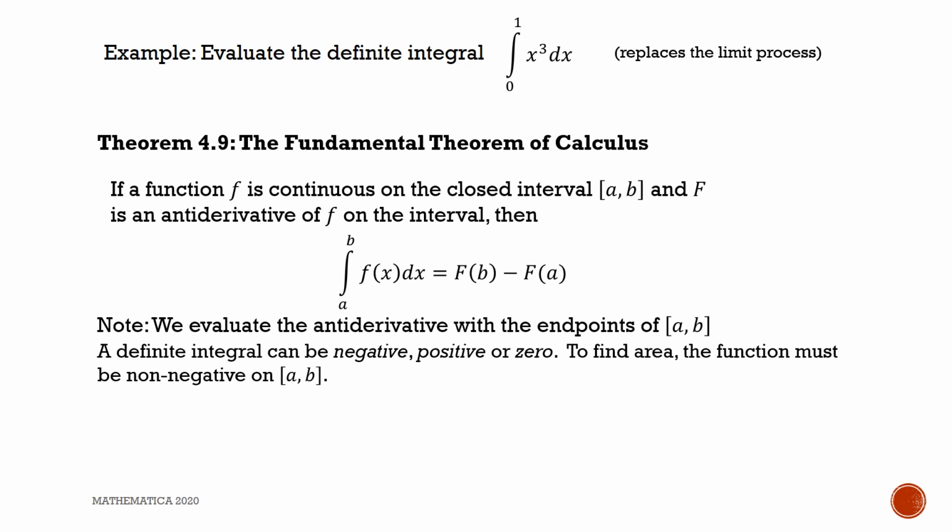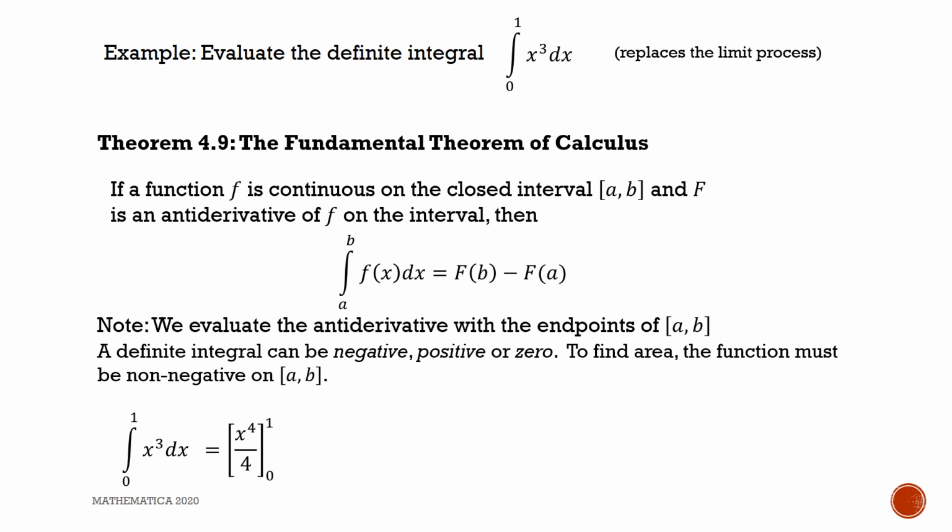So let's take a look at this example from the one above. We have the definite integral of x cubed between 0 and 1. Let's forget there's the upper and lower limits. What do we do with the integral of x cubed? We simply find the antiderivative. So when we find the antiderivative, we get x to the fourth over 4.